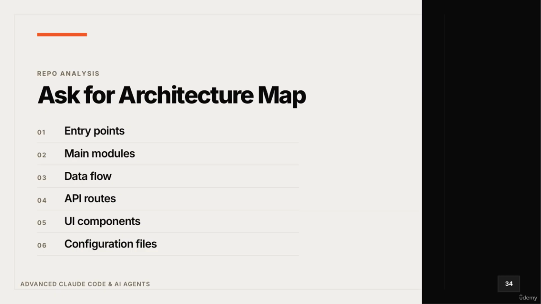Next, we focus on UI components, which are the visible parts of the application interfacing directly with users. Finally, we review configuration files, which contain settings that control the behavior of the application in various environments. All these steps combined allow us to thoroughly analyze the repository, especially when dealing with advanced Claude code and AI agents, ensuring we have a solid grasp of the system's inner workings.